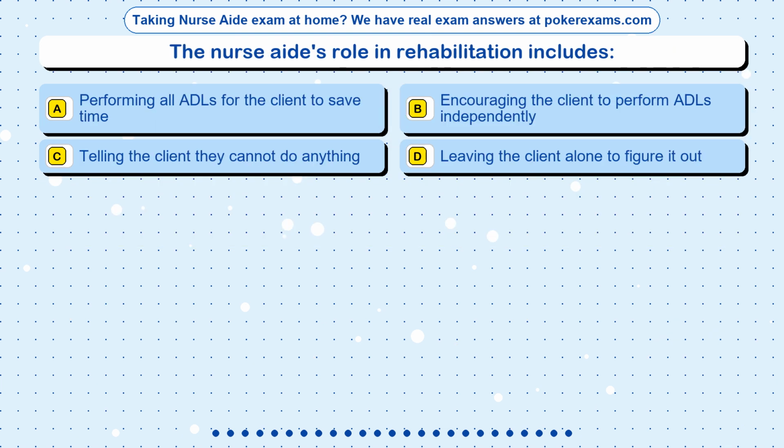Question 2. The nurse aide's role in rehabilitation includes: Option A. Performing all ADLs for the client to save time. Option B. Encouraging the client to perform ADLs independently. Option C. Telling the client they cannot do anything. Option D. Leaving the client alone to figure it out.